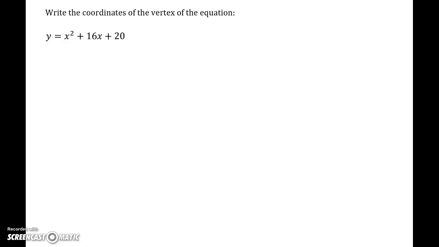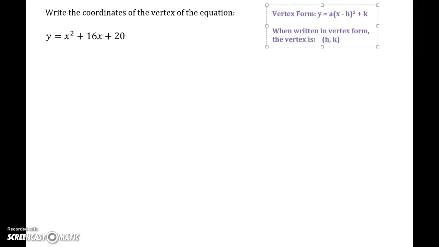Sometimes with quadratic equations, you'll need to find the vertex. To find the vertex of a quadratic equation, you're going to need to write it in vertex form. Vertex form looks like y equals a times the quantity x minus h squared plus k. Once you have the equation written in vertex form, the vertex is (h, k).